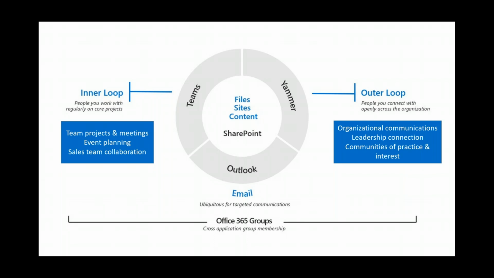And these are people who you work with regularly, maybe to do event planning, sales team coordination, all that sort of thing. And then when you're looking at Yammer, which is the outer loop, that's more organizational communication or leadership connections and communities of practice. It's even all of us at the company who like dogs, that kind of thing. And then the underbelly of it all, of course, is SharePoint, and that's where your files, your sites, and your content and all that sort of thing lives.